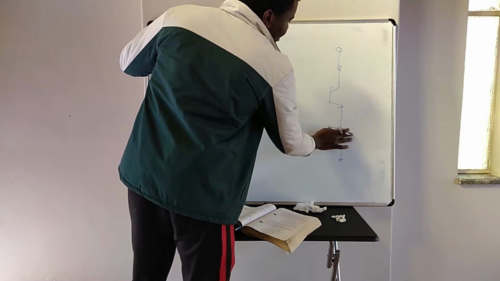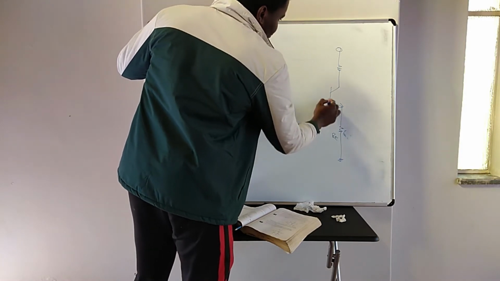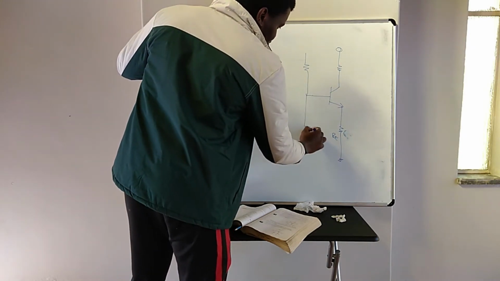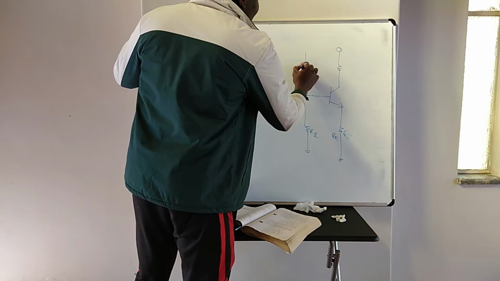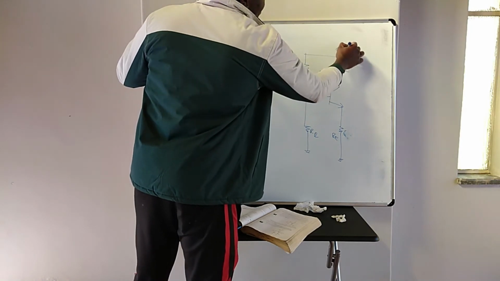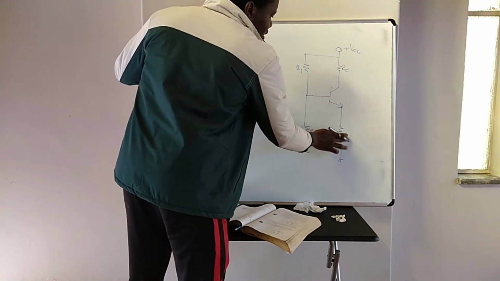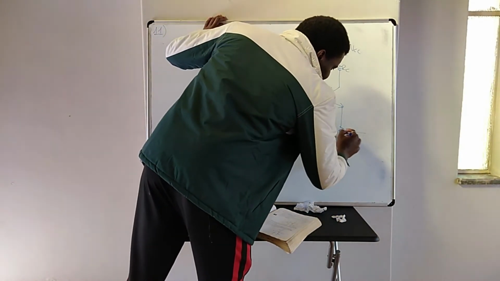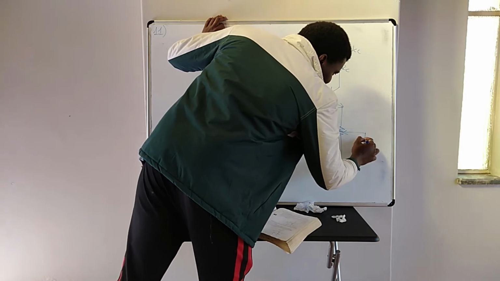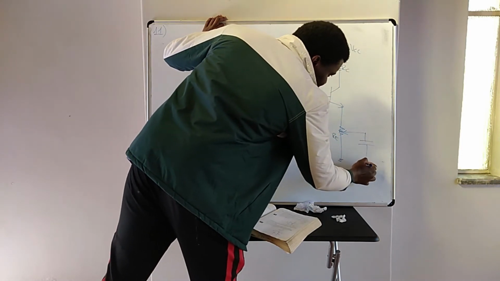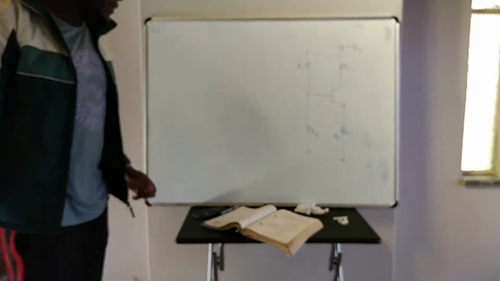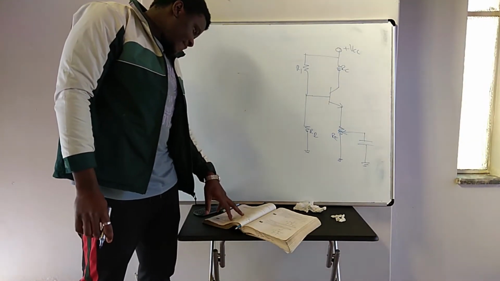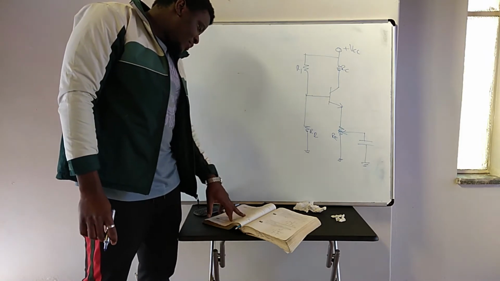I have my RE, R2, R1, RC plus VCC. So here they say they put a capacitor across here. They say they put a bypass capacitor across R1. Myself, when I read the question, when they say across, they say they put a bypass capacitor across RE.